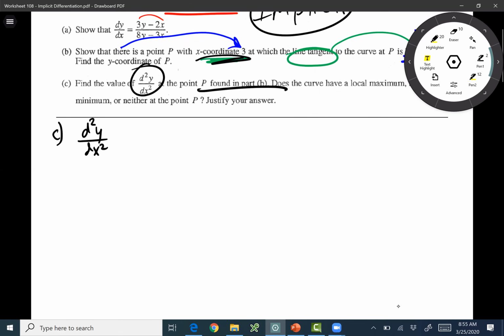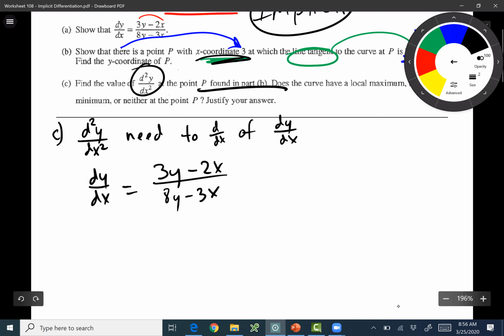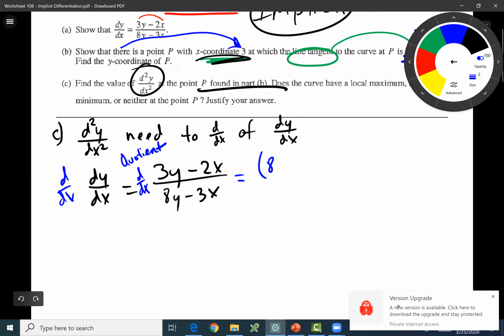So anyways, for d squared y dx squared, basically we need to take the derivative of dy dx, right? The first derivative would give us the second derivative. So we had dy dx from the original was (3y minus 2x) over (8y minus 3x). And to take the derivative with respect to x of both sides here, it's going to be quotient rule because we are dividing. So that gives us low, 8y minus 3x, d high.